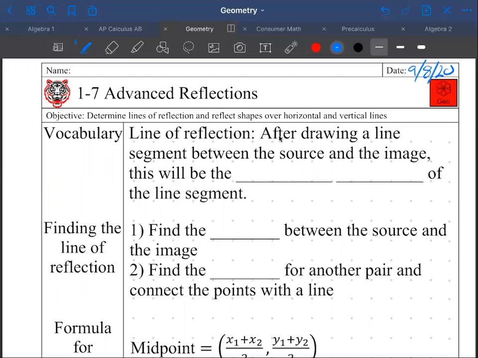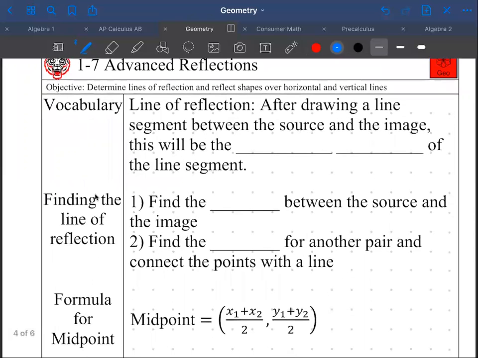Objective, who's doing it today? Who's reading the objective for us? Jade, go for it. Determine lines of reflection and reflect shapes over horizontal and vertical lines. There it is. So basically the same as last time, 1-6 from Friday.